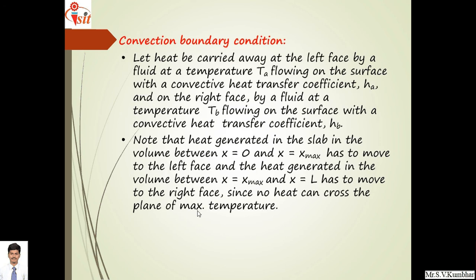Convection boundary condition. Let heat be carried away at the left face by a fluid at a temperature Ta flowing on the surface with a convective heat transfer coefficient Ha, and on the right face by a fluid at a temperature Tb flowing on the surface with a convective heat transfer coefficient Hb. Now, heat generated in the slab in the volume between x equal to 0 and x equal to x max has to move to the left side, and heat generated in the volume between x equal to x max and x equal to L has to move to the right side, because no heat can cross the plane of maximum temperature.